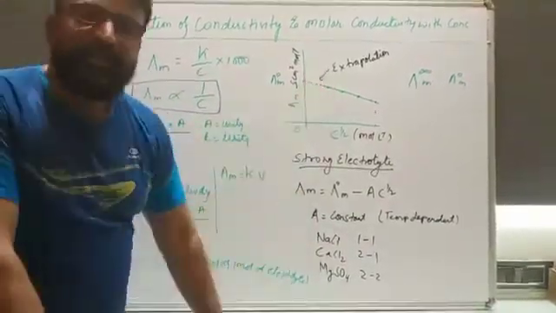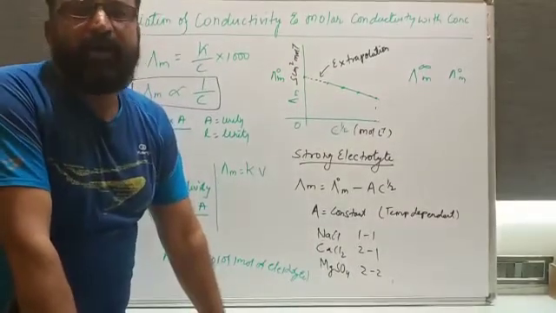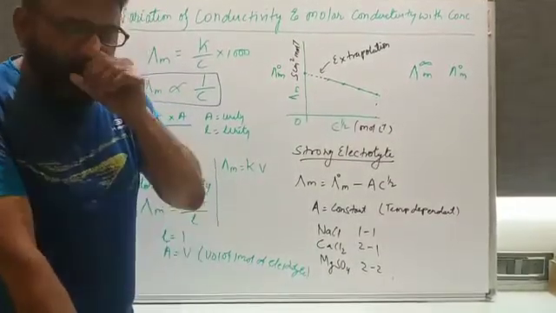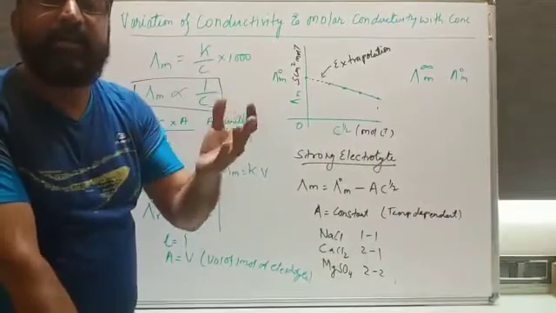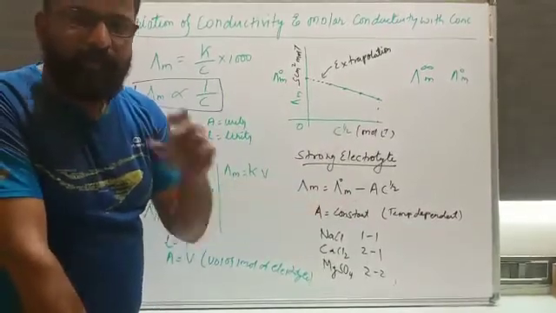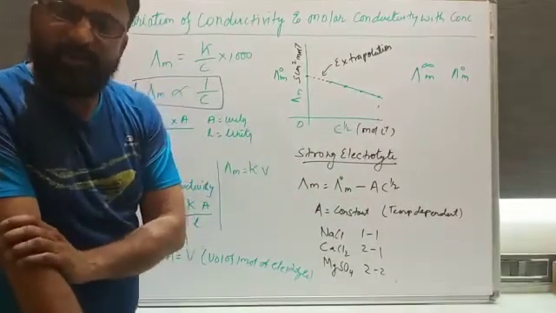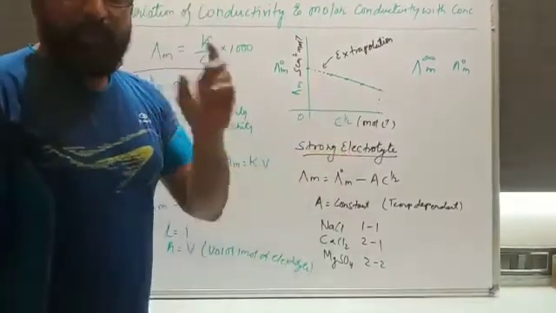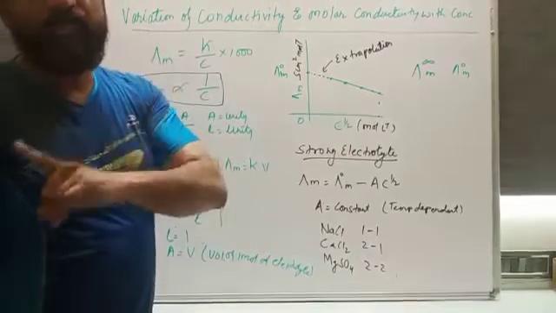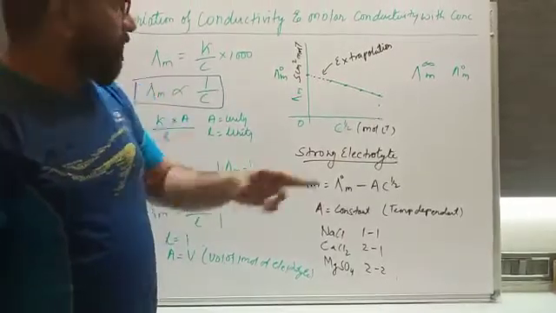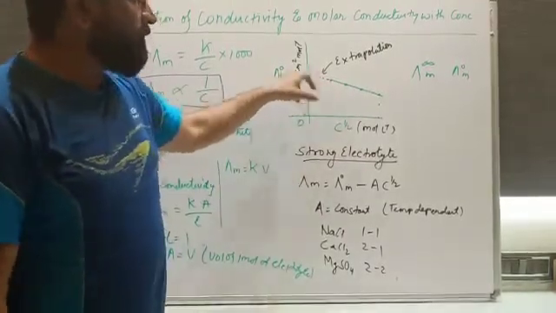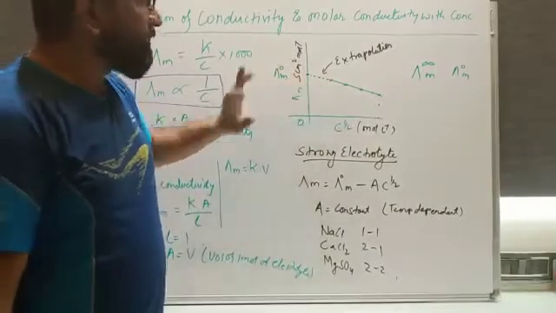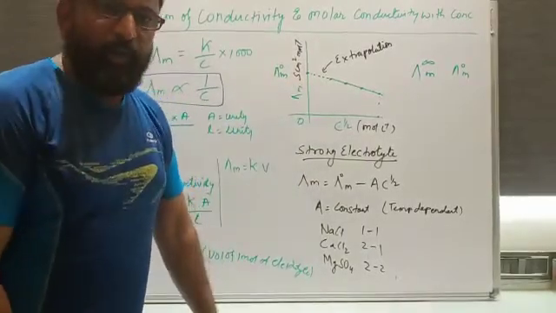But if you represent it graphically, how will you find the limiting molar conductivity? Limiting molar conductivity is the molar conductivity at infinite dilution. Is it fine? This is called the limiting molar conductivity. Infinite dilution means the concentration will be 0, and when you plot this graph, this is called extrapolation, and at this point you get the limiting molar conductivity. I hope you understood this thing.